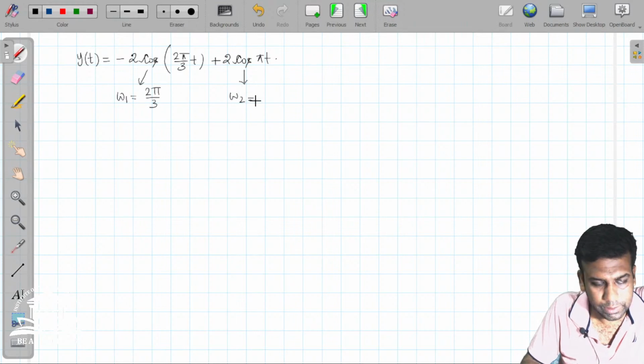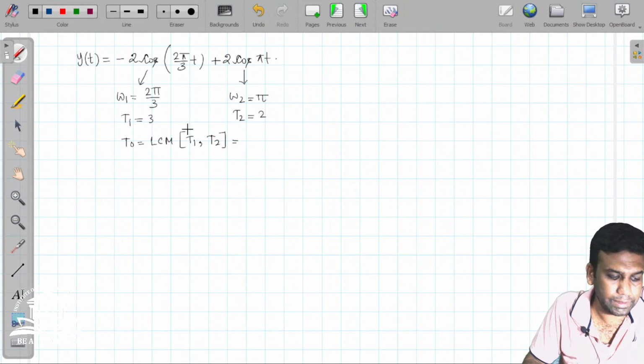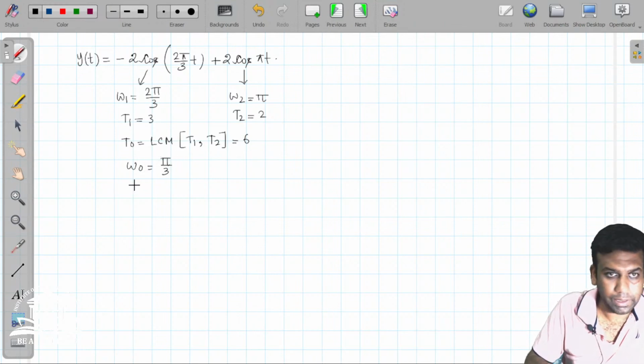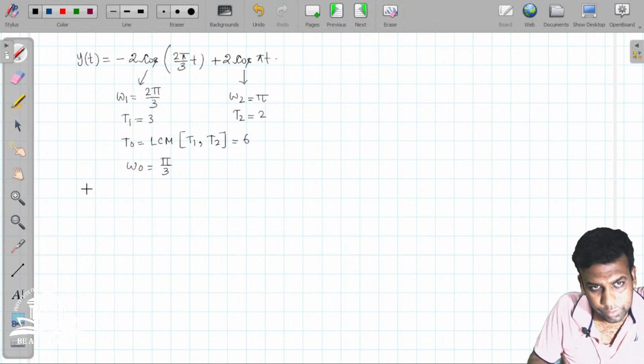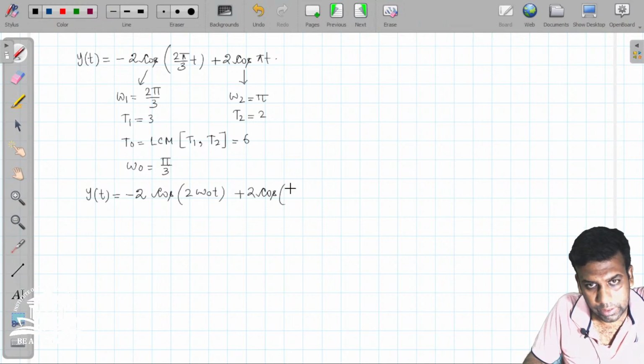2 value is pi, and here t1 is equal to 3 and t2 will be equal to 2. So t0 will be LCM of t1 and t2. That means it will be the LCM of 2 and 3, which will be 6. So omega 0 will be pi by 3. So if omega 0 is pi by 3, yt can be written as minus 2 cos 2 omega 0 t plus 2 cos 3 omega 0 t.